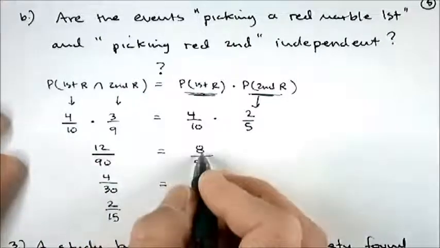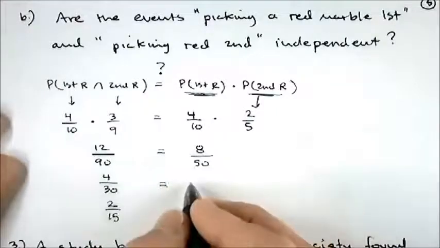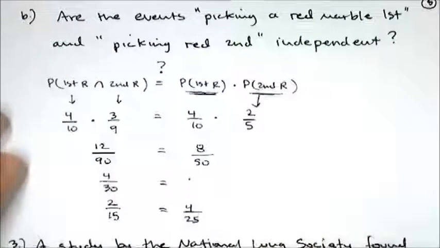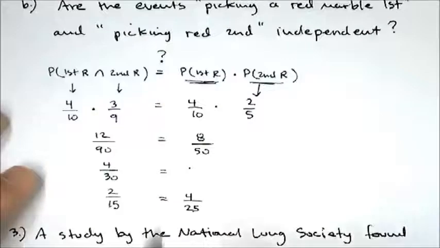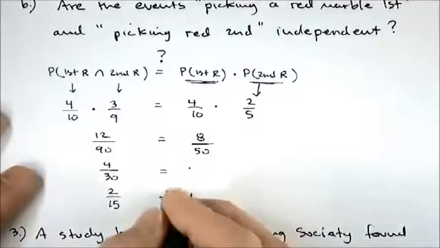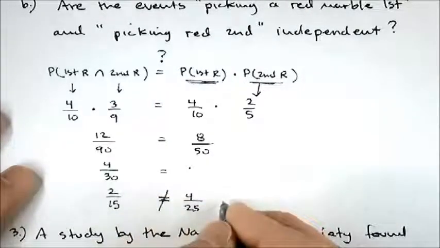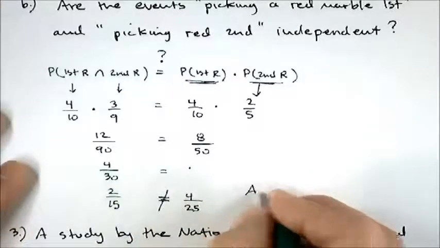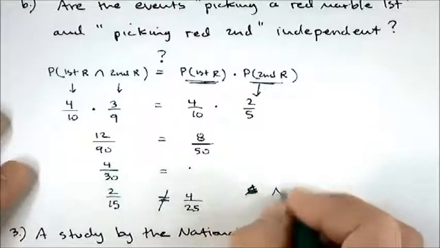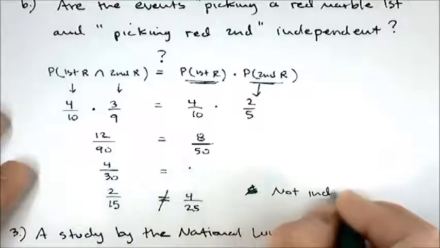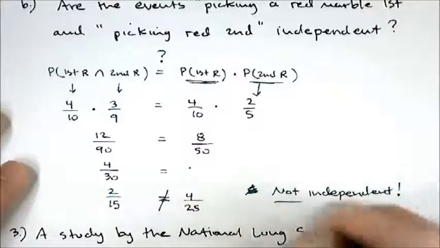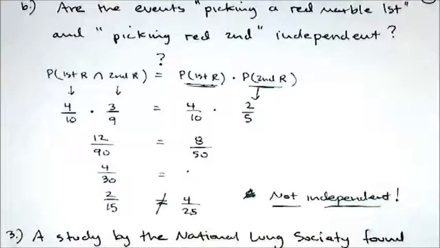Here, 2 goes into that 4 times. 4 out of 20. I think the best I can do to reduce this is 4/25. And clearly these are not equal fractions. These are not the same. So these two events are not independent. Not A and B, not independent, as kind of expected.